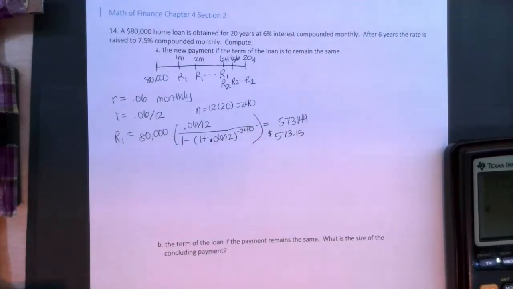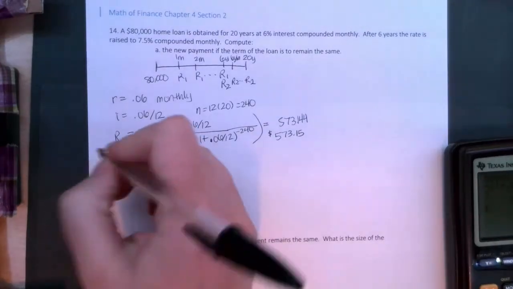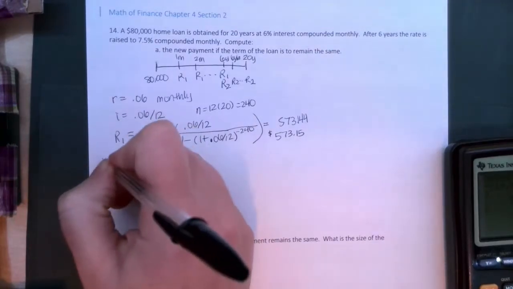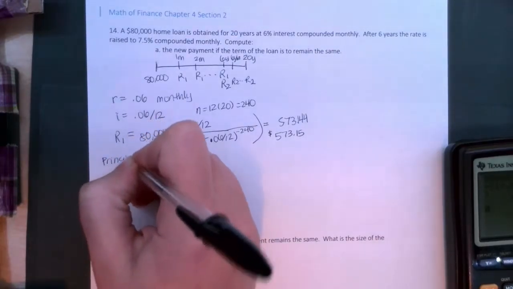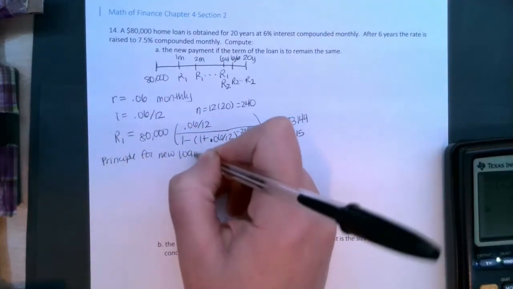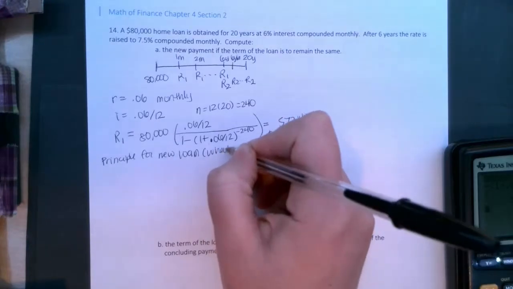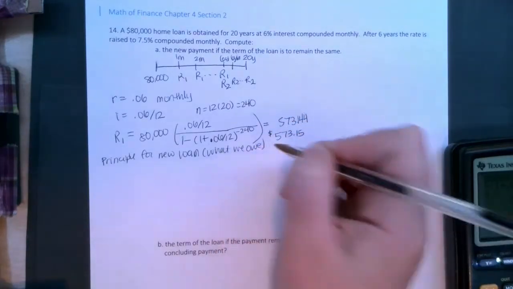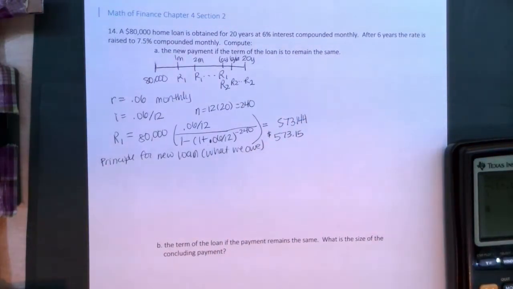Okay, so now with this payment, we have to figure out how many payments we've paid in so far. So we have to figure out how much we owe. So this is going to be our principal for the new loan. Okay, so it's what we owe so far.